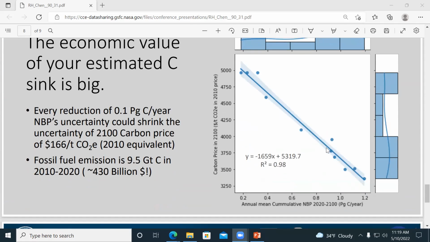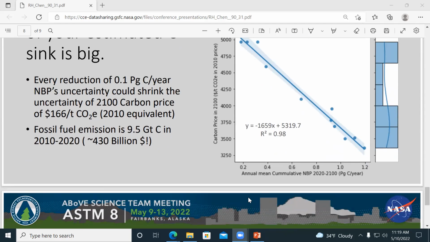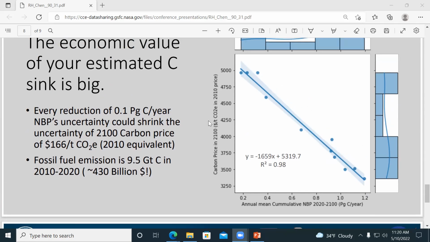So finally, I made a very simple linear regression. The x-axis is the uncertainty of the cumulative land carbon sink in the 21st century per year, from 0.2 petagram to 1.2 petagram carbon per year. And on the y-axis, we have the carbon price in 2100, in US dollars per metric ton in 2010 prices. That means we don't consider the inflation rate.